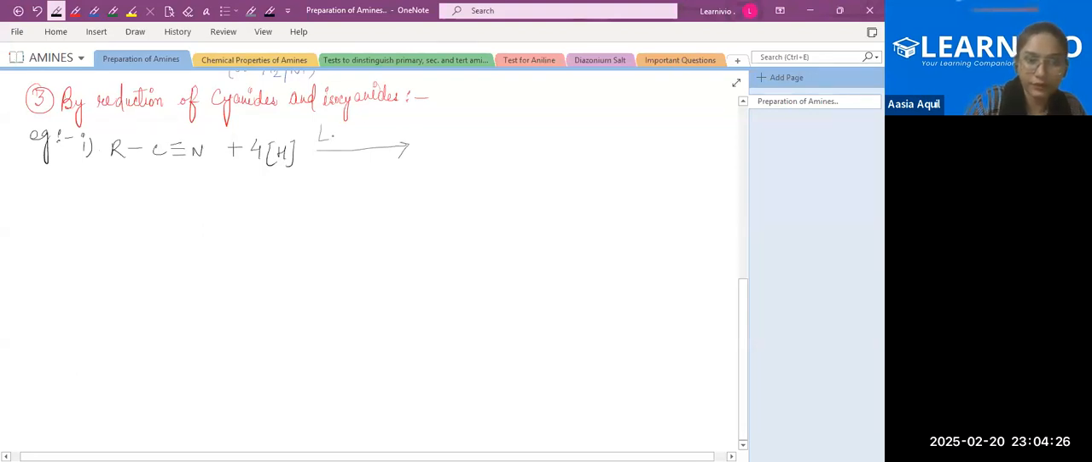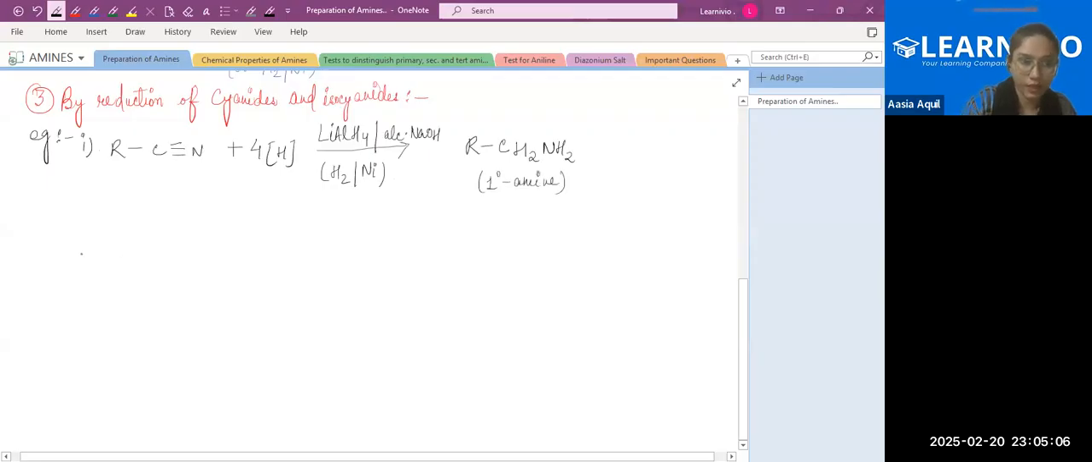When you do full hydrogenation in the presence of lithium aluminum hydride, which is a strong reducing agent, or you can use alcoholic NaOH, or you can use H2 and nickel catalyst, full hydrogenation will occur and this cyanide, RCN, will be reduced to the corresponding amine, which is a primary amine. You will get a primary amine here.